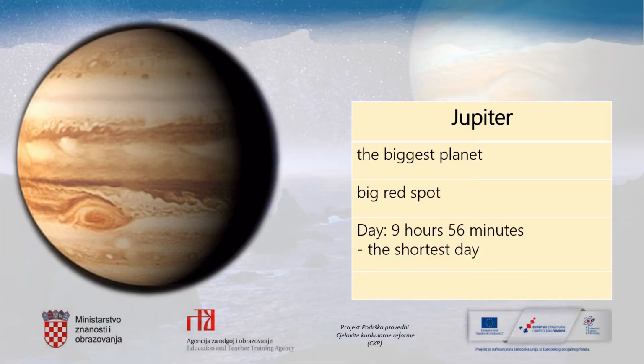Jupiter is the biggest planet in the solar system. Can you see this spot here? Yes? Okay. It's a huge storm. The scientists say that it's been going around for 200 years. Jupiter also has the shortest day. It takes less than 10 hours to make one circle around itself.